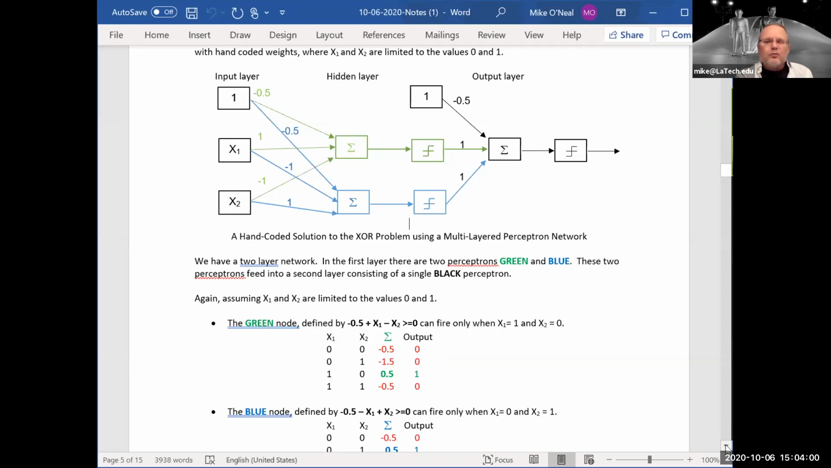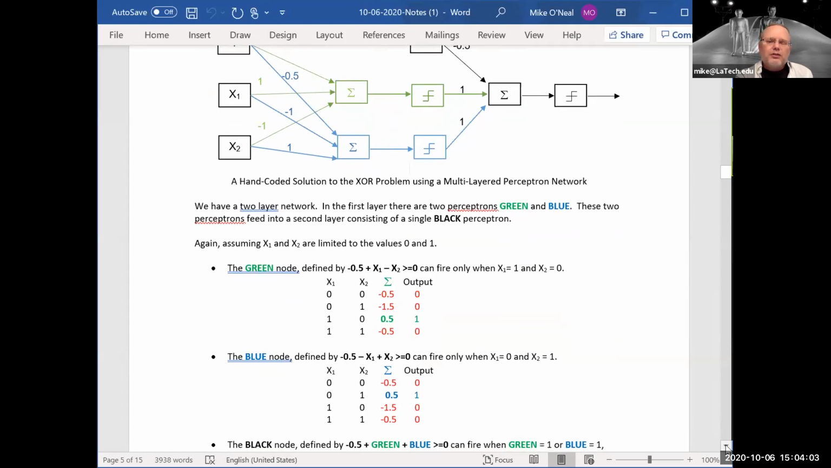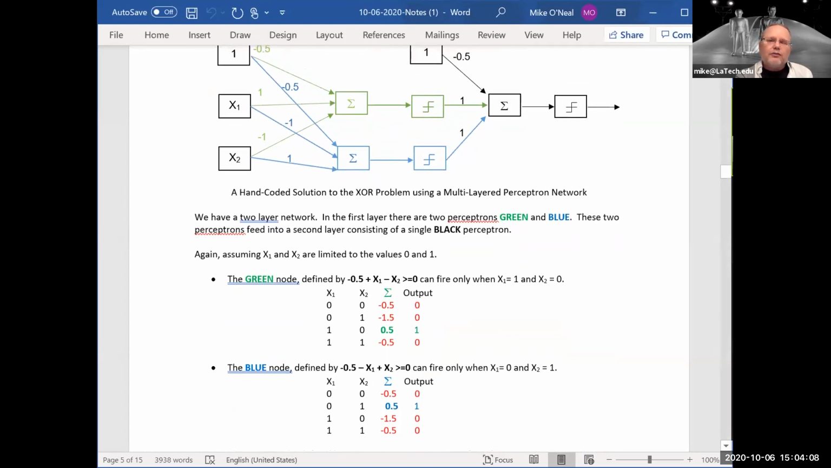And we can make Mr. Blue be the evil version of Mr. Green, the exact opposite of Mr. Green. And so Mr. Blue will fire only when x1 is 0 and x2 is 1. It'll be a 0.5 in that case, and it'll fire. In all other cases, it will fail to fire. I strongly encourage you to go through these numbers and prove to yourself that I'm being honest with you here, rather than just go, no, he wrote some numbers, they're right.